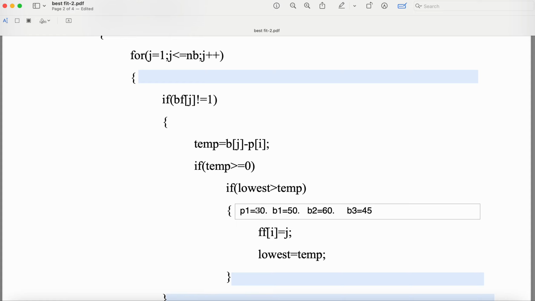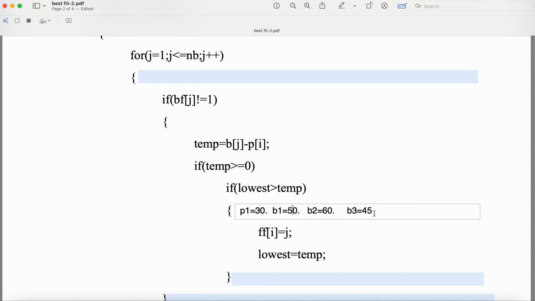So here we can store process 1 in all three blocks. Why? Because 30 is less than 50, less than 60 and less than 45. So in which block do we have to store it? We have to store it in the smallest block. Out of 50, 60 and 45, what is the smallest value? The smallest value is 45. So we have to store the process in the third block.